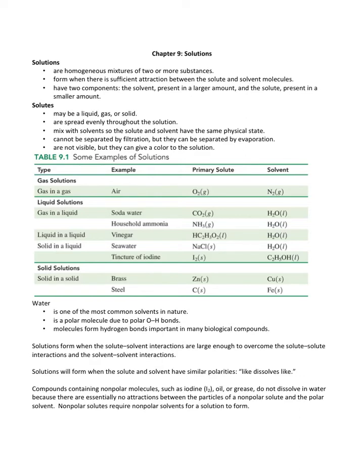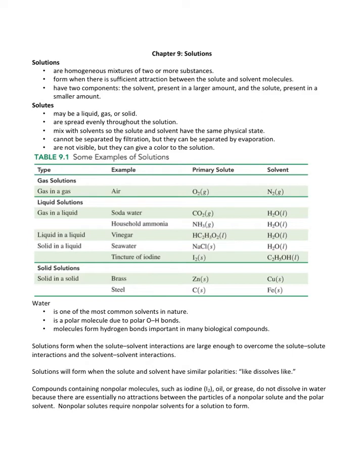So gas solutions: you can have a gas in a gas. A great example of this is the air we breathe. The primary solute is oxygen gas, which is what we need. The solvent, or the gas that is present in the largest amount, is nitrogen gas. You could have a gas mixed into a liquid. For example, pop that we drink has carbon dioxide as the solute, and the solvent, what's present in the largest amount, is the water, which is in a liquid state.